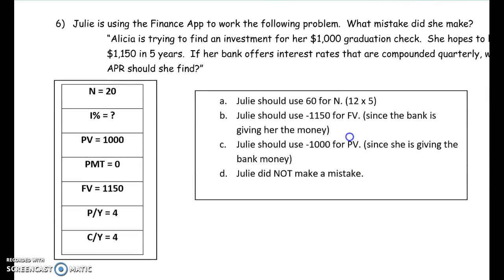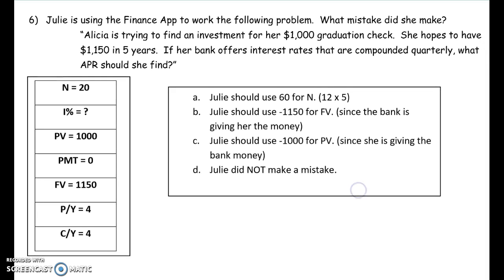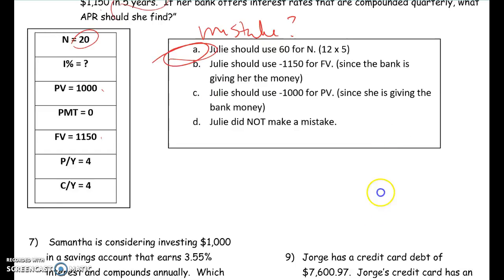Okay, number 6, finance app. Hopefully you've read it. If you have, it's telling you she's typed all this in and she wants something to happen, and what's her mistake? Did she make a mistake? Right off the bat, I would check things like the amounts that are here. So this one looks good, this one looks good. 5 years, okay, 5 years would be how many months? Well, it sure isn't 20, so I think A is her mistake.